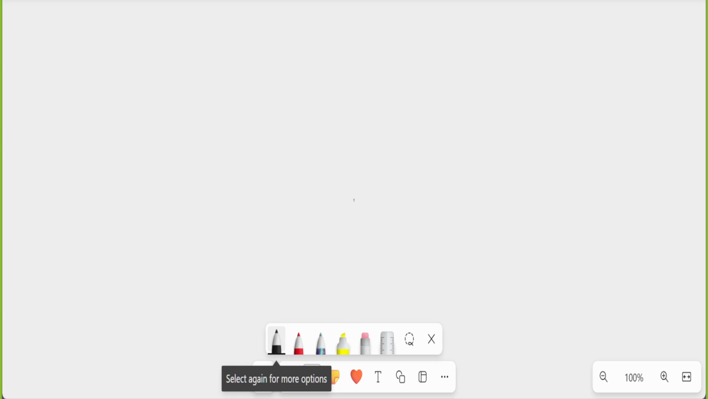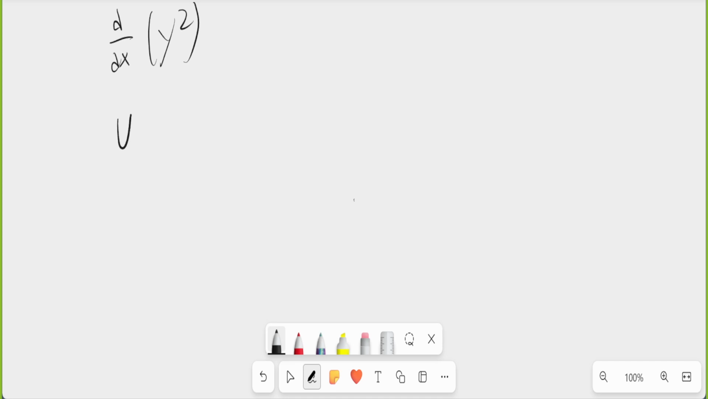Can you guys see my screen? Okay, so let's say we want to find the derivative of y squared. Let's set that equal to a variable u. Do you agree that du dx is equal to 2y, y prime? Wait, no, dy dx. So if we find du dx, we find dy dx.